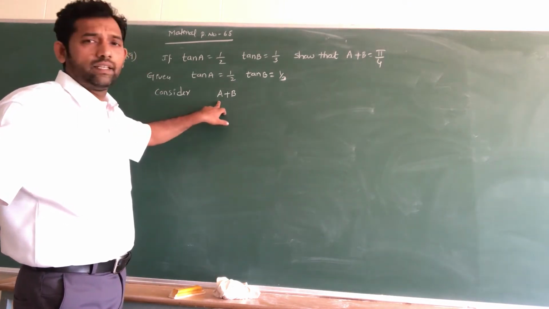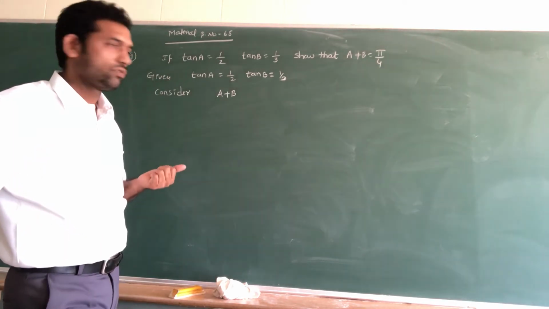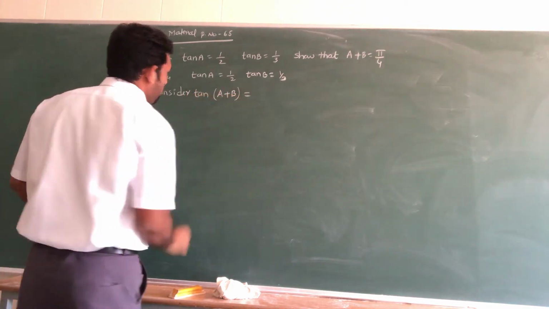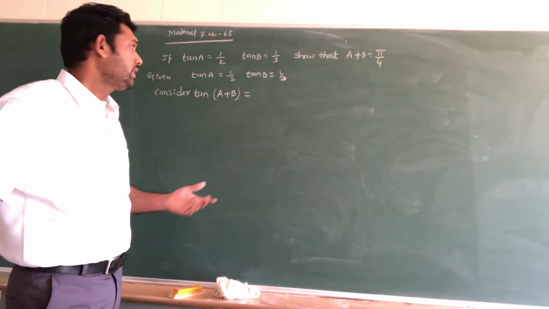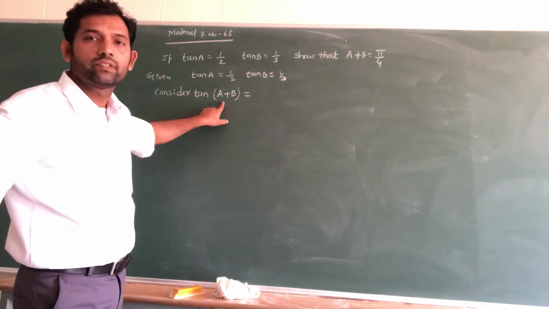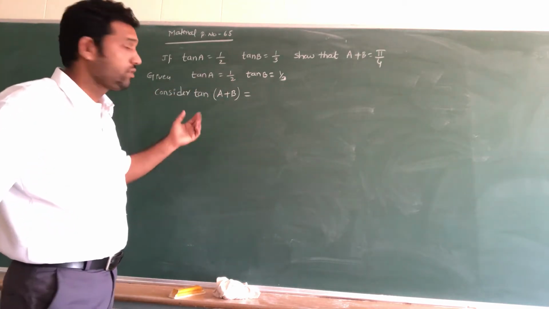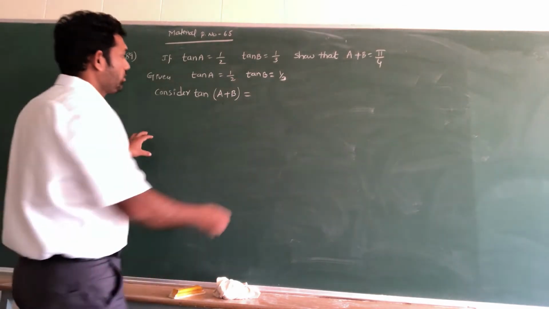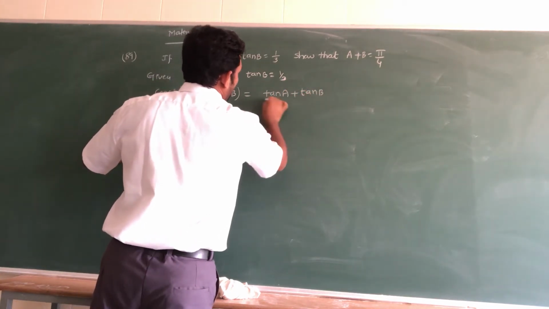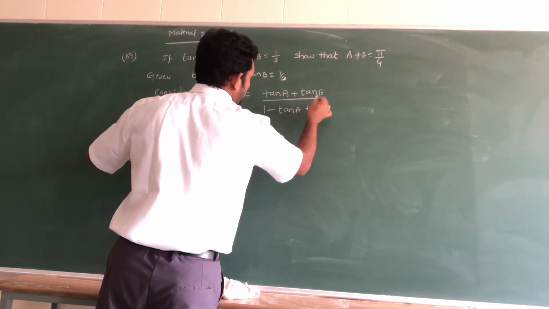Okay now, see here the given data is in terms of tan. So you have to consider tan of A plus B. Suppose the given data is in terms of sin, you take sin of A plus B. If both cos are given, you take cos of A plus B. So now you write the tan A plus B formula: tan A plus tan B divided by 1 minus tan A into tan B.